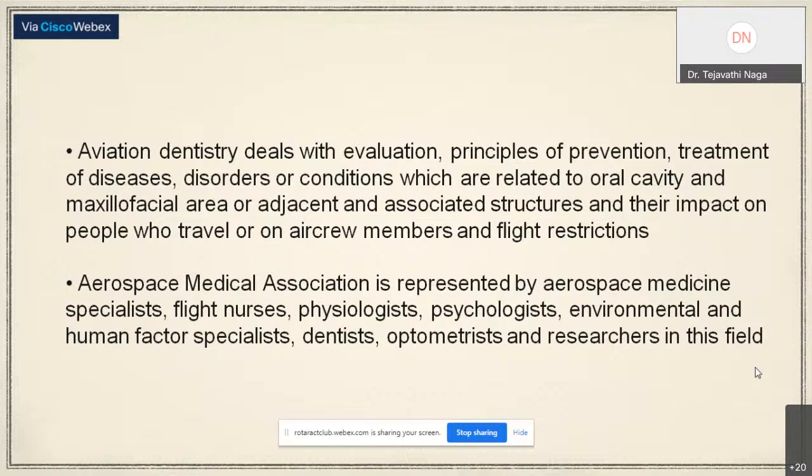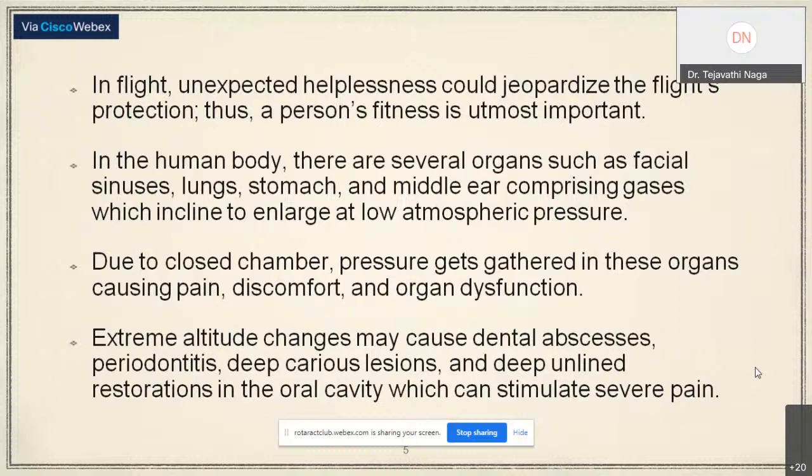The association is represented by aerospace medicine specialists, flight nurses, physiologists, psychologists, environmental and human factor specialists, dentists, optometrists, and researchers in this field. Unexpected helplessness during flight could jeopardize the flight's protection. Thus, a person's fitness is of utmost importance. In the human body, there are several organs such as facial sinuses, lungs, stomach, and middle ear comprising gases which incline to enlarge at low atmospheric pressure. Due to closed chambers, pressure gets gathered in these organs, causing pain, discomfort, and organ dysfunction. Extreme altitude changes may cause dental abscesses, deep carious lesions, and deep unlined restorations in the oral cavity, which can stimulate severe pain.